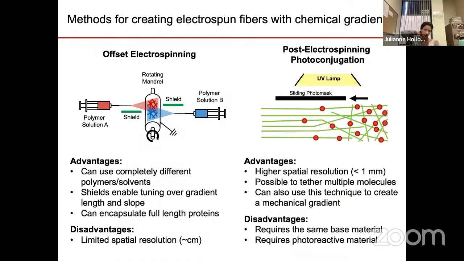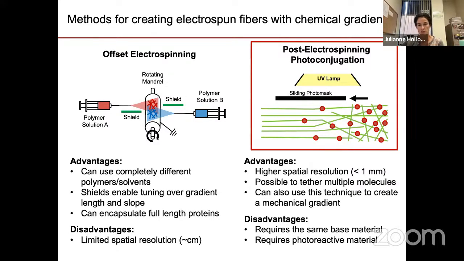And then to look at how we could control the chemistry with space, we looked at a number of different methods, including offset electrospinning, which has a lot of strengths in the sense that you can use completely different polymers and solvents. We found that ultimately we could not get the spatial resolution needed using this technique with our system. And so we moved towards post-electrospinning photoconjugation as a method instead. This allowed us to have a much higher spatial resolution, again, sub-millimeter. And using this method, we could also tether multiple molecules. One disadvantage is that, as I mentioned, it does require a photoreactive material. So it did limit the materials that we could use as potential options here.